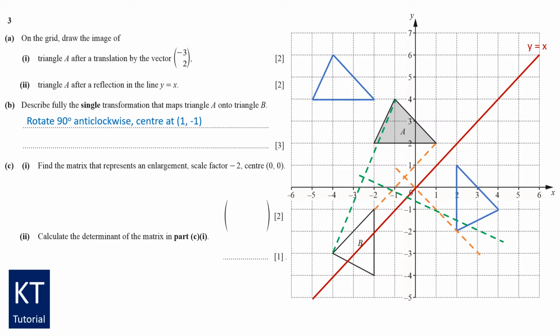Next, find the matrix that represents an enlargement, scale factor -2, center 0, 0. This is the 2x2 matrix, -2, 0, 0, -2. Next, calculate the determinant of the matrix in part C1. This is AD minus BC for the components ABCD of a 2x2 matrix. This comes to 4.